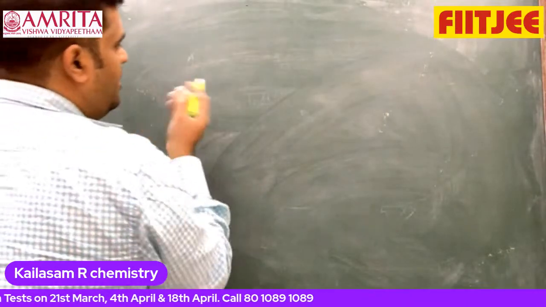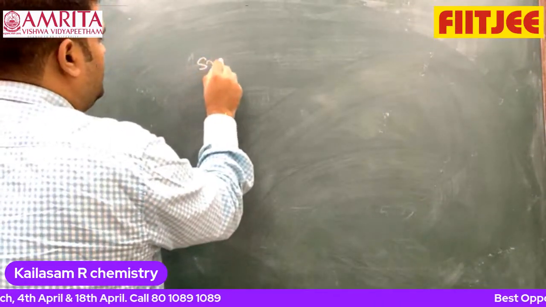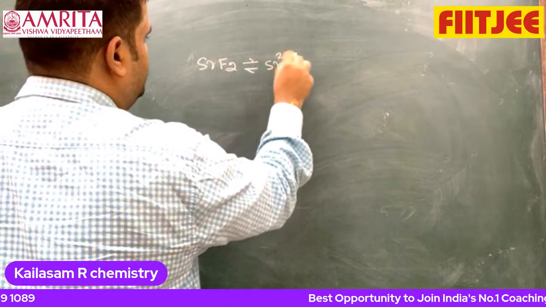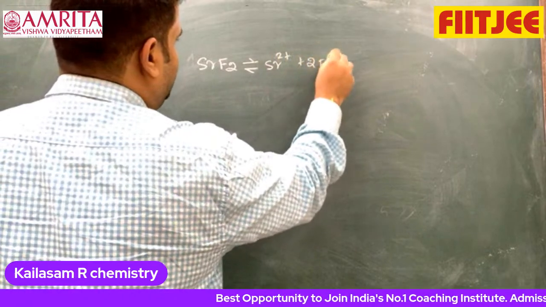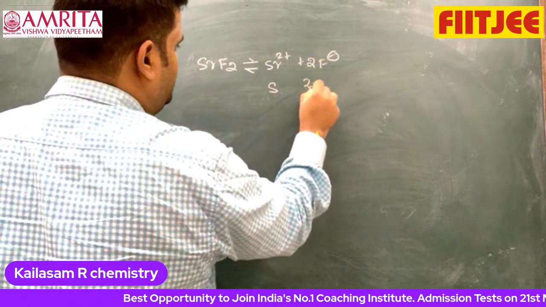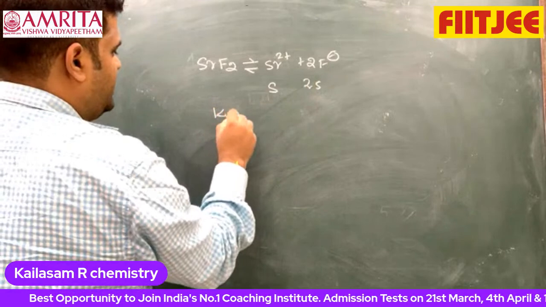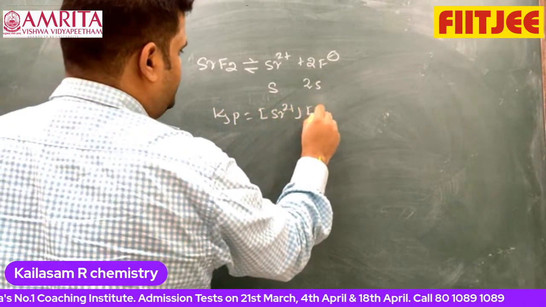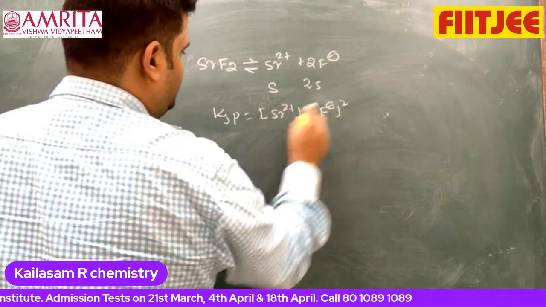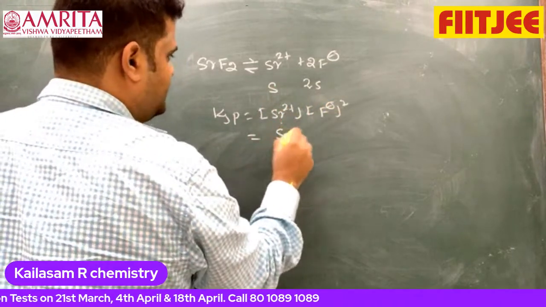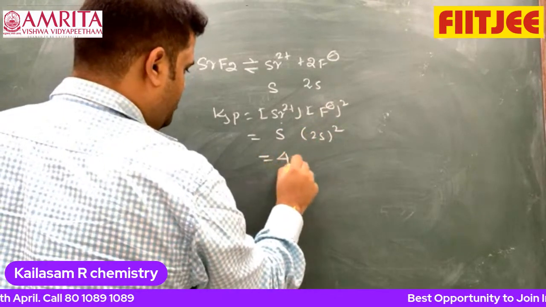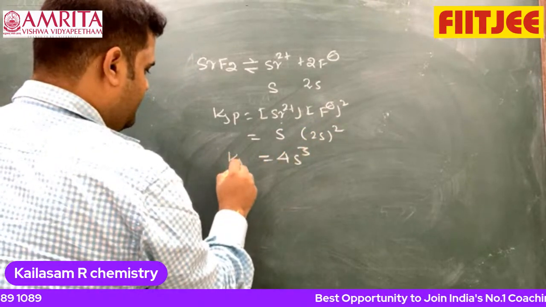I will take the example of SrF2. We can write SrF2 as Sr2+ plus 2F-. Now this is S, this will be 2S. Therefore, we can write Ksp is equal to the concentration of Sr2+ times the concentration of F- whole square. So the solubility of Sr2+ is S, and this will be 2S whole square. Therefore, 4S^3 is equal to Ksp.